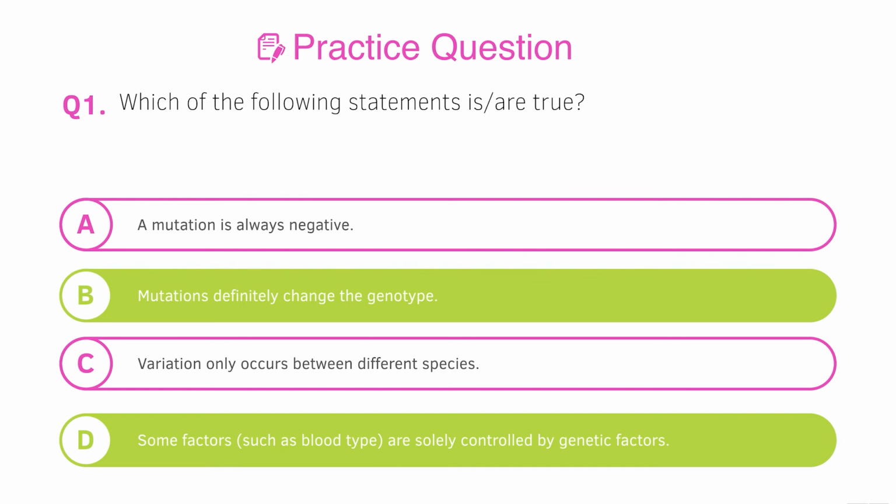And D, some factors such as blood type are solely controlled by genetic factors. We know that's true, although we find that most factors are controlled by a combination of both genetic and environmental factors. But this statement is absolutely right because some factors such as blood type, eye colour, are solely controlled by genetic factors.